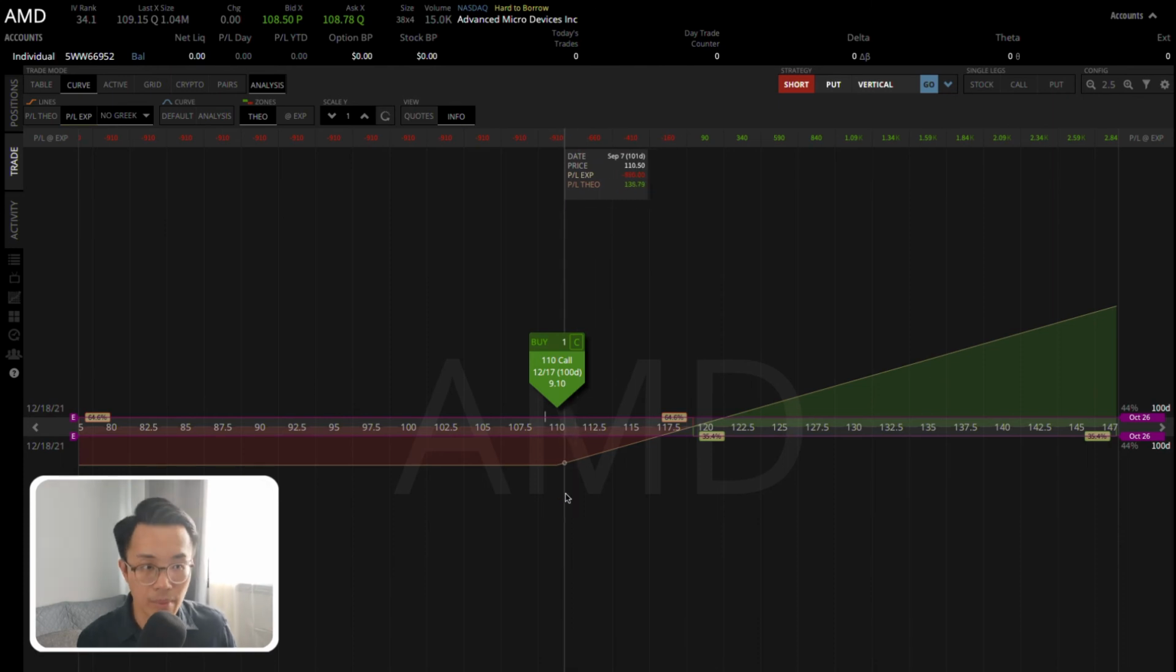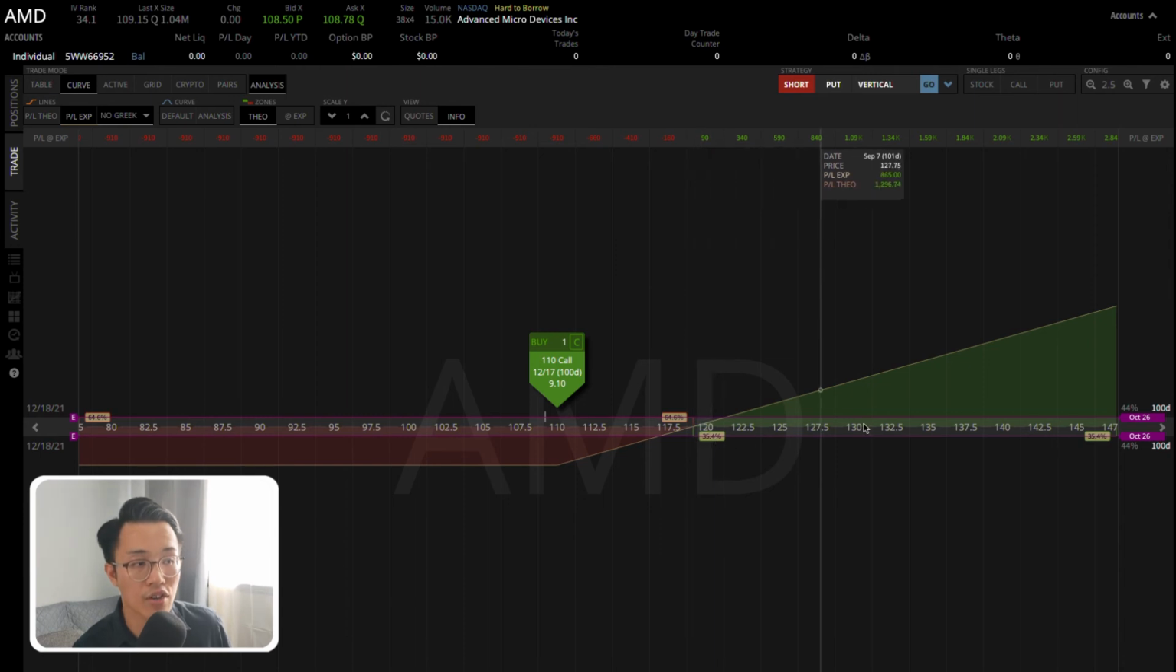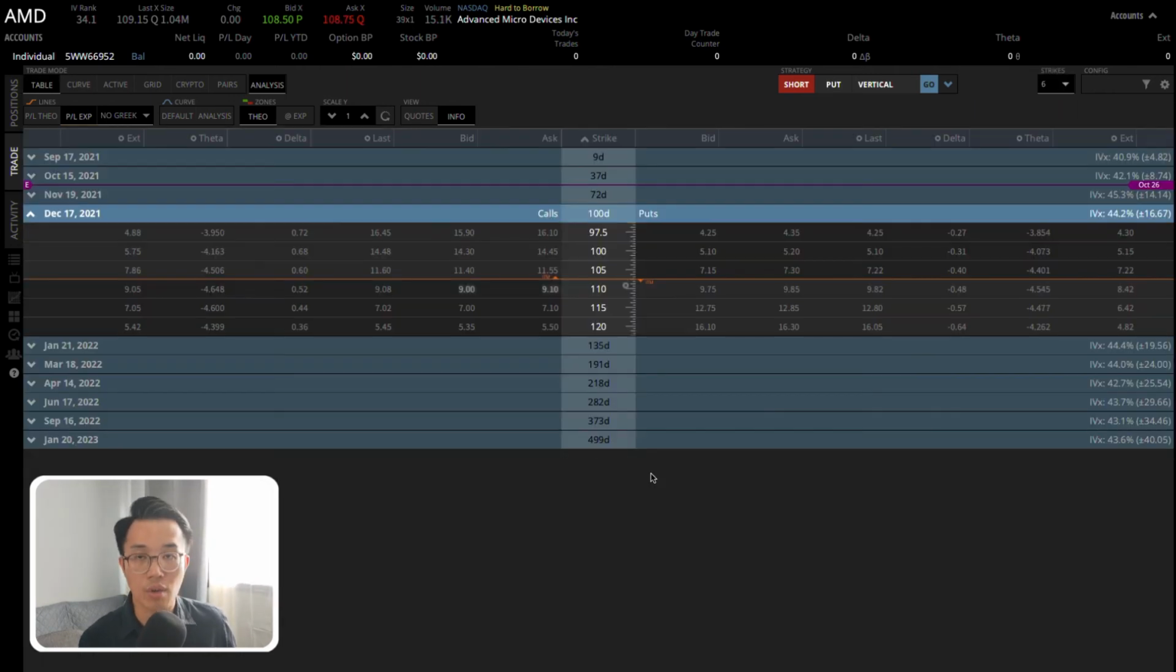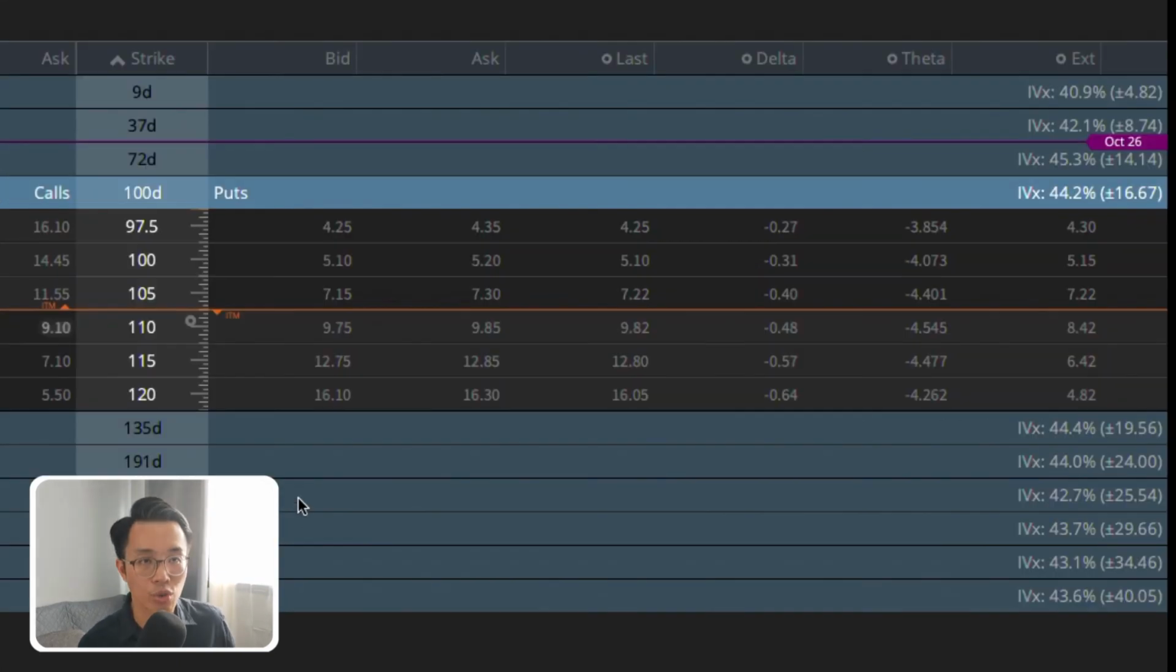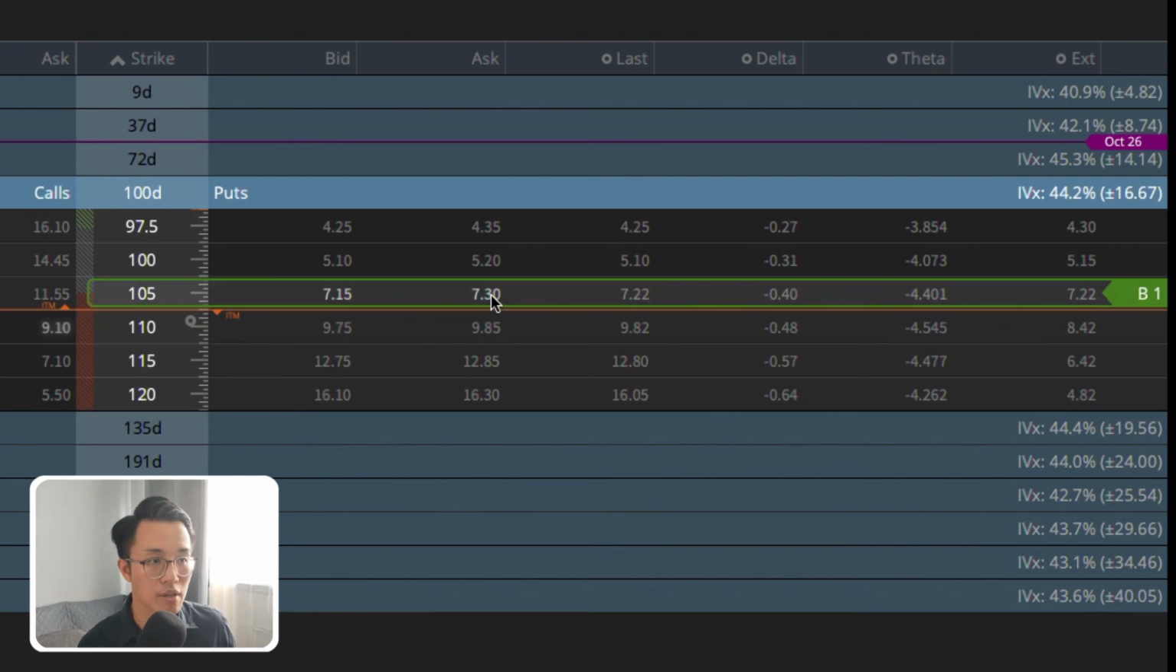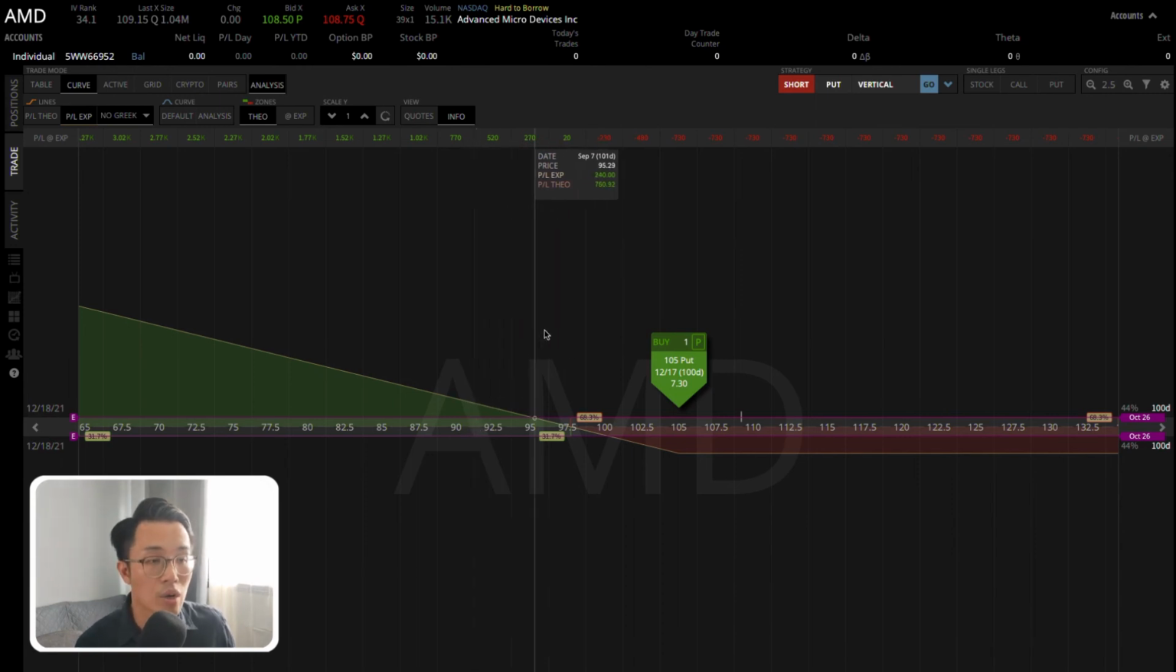Because I already paid the premium for the call option, in order for me to make money on buying this call option, AMD has to increase above $120. So let's take a look at the payoff diagram for the put option example. I could buy the 105 put option. Let's take a look at the payoff diagram. I will make money when AMD shares fall, and they have to fall below $97.50 in order for me to be profitable.